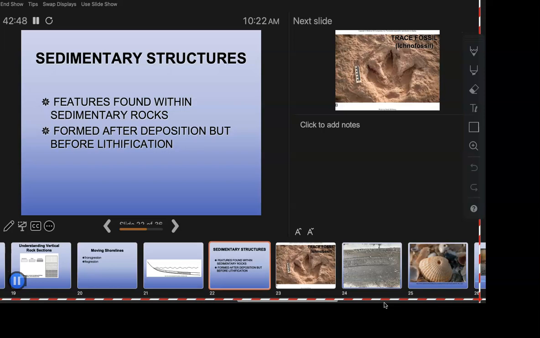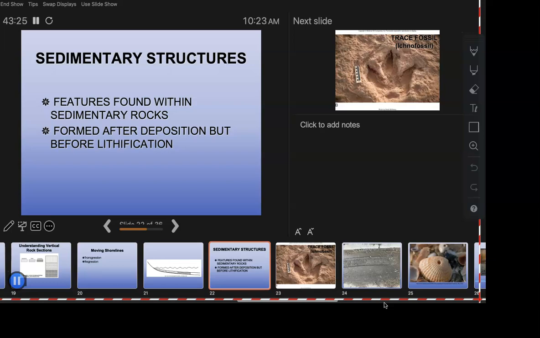This last bullet sounds kind of funky here, but it's really straightforward. Formed after deposition, but before lithification. In other words, the sand or mud or whatever had to be there, or we wouldn't have been able to make that fingerprint in it. But it formed before lithification, which means before it turned to a rock. Kind of hard to leave a footprint in a rock. You could, I suppose, but. So again, kind of a well duh, but had to be said.